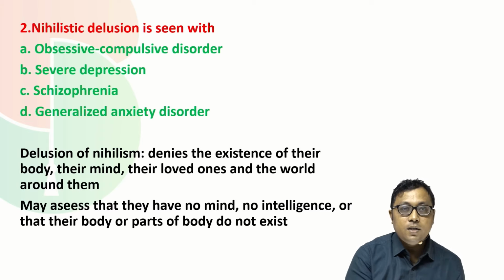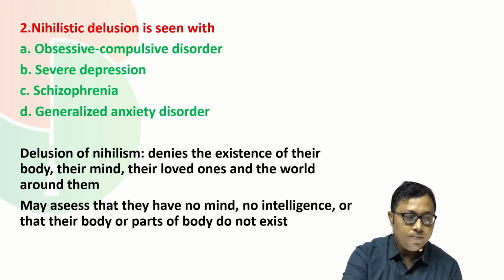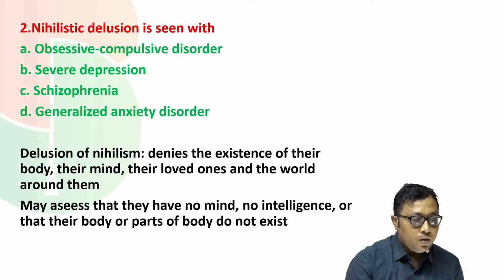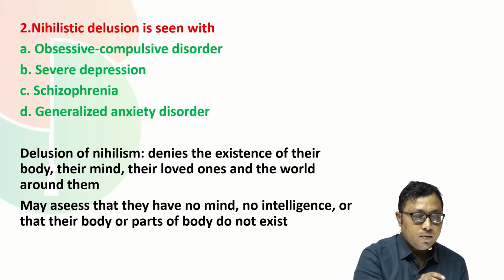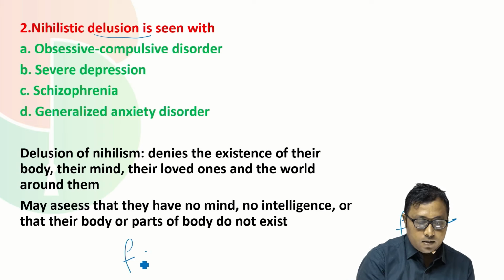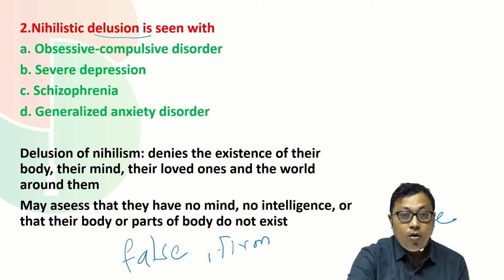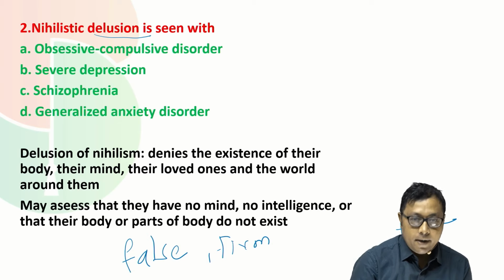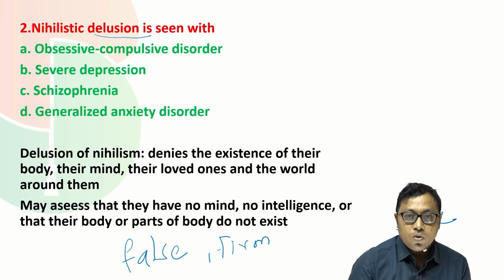So our next question is, nihilistic delusion is seen with obsessive compulsive disorder, severe depression, schizophrenia, and generalized anxiety disorder. So first we have to understand what is delusion. Delusion is a false and firm belief. That belief is unshakable and out of keeping with the social and cultural background, meaning the same belief is not shared by other members of the community.